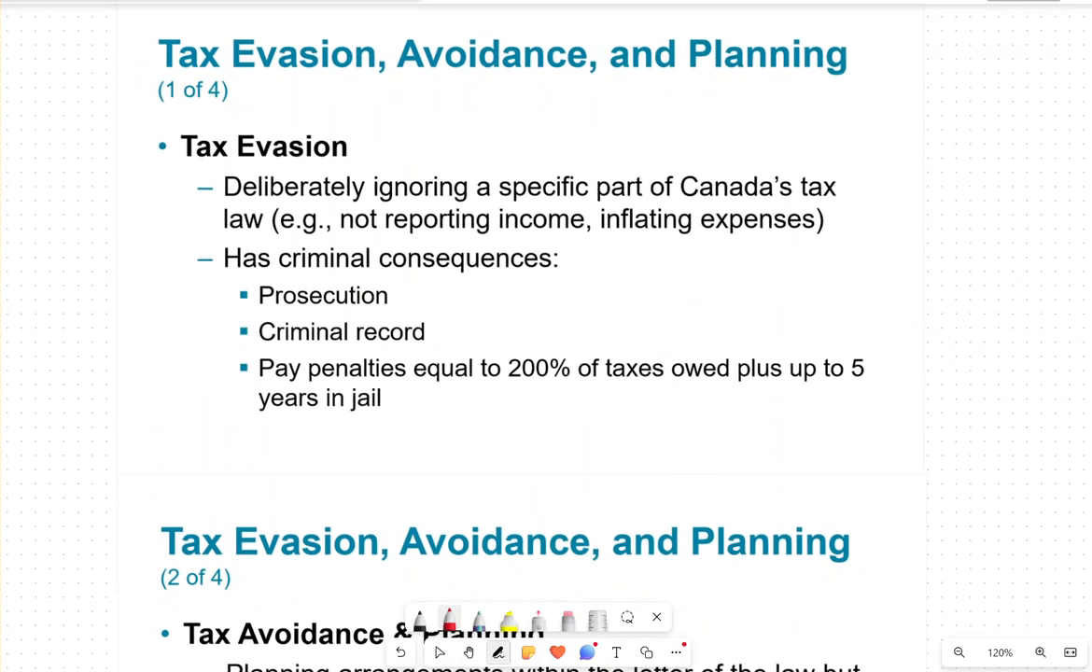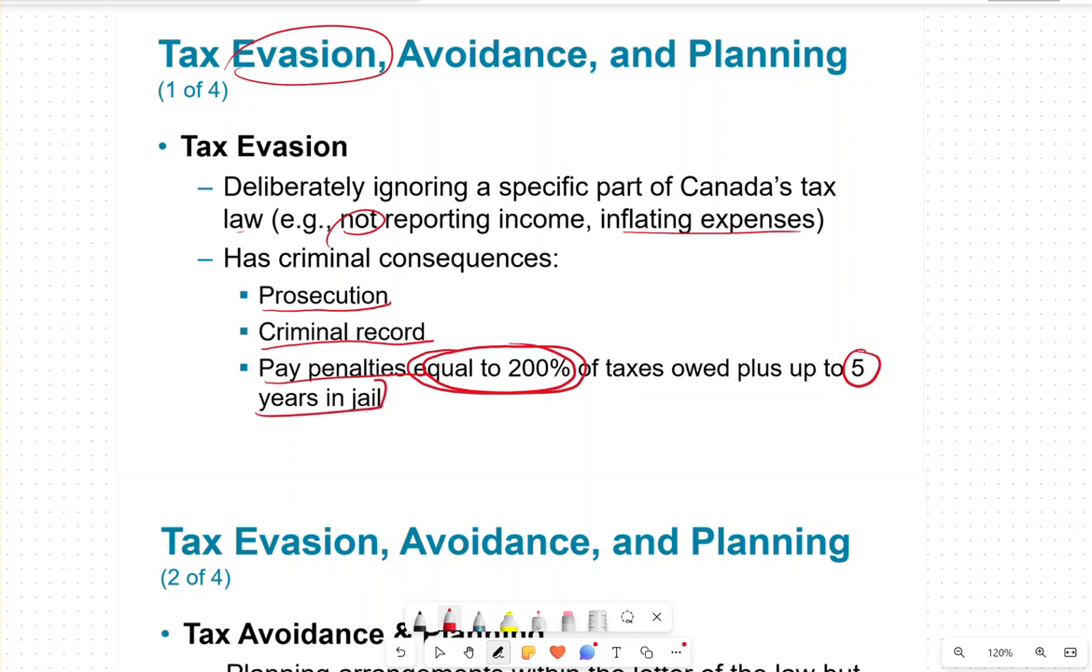When we think of tax evasion, avoidance, and planning: when you deliberately ignore a specific part of Canada's tax law, you don't report any income, or you inflate the expenses, you're deliberately doing that, and of course it's a criminal offense. We shouldn't do that. You could be prosecuted, you could have a criminal record, and you have to pay a penalty of up to $200,000, plus you could get 5 years in jail. That's called tax evasion.